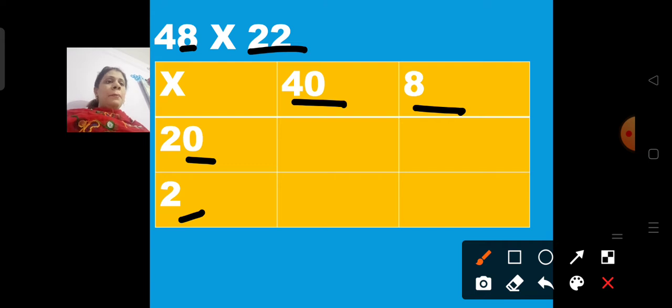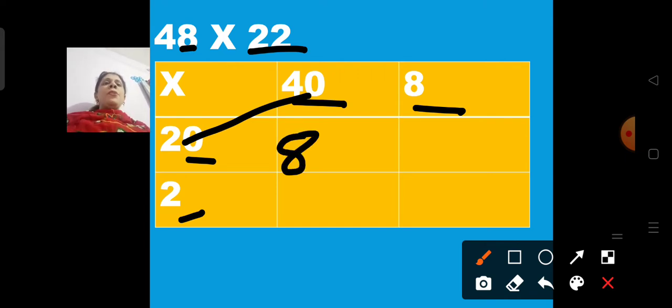Now I will start multiplying. So with what first I will multiply? I will multiply first with 40 into 20. So 4 2s are 8. Now how many zeros are there? In 40 there is how many 0? 1. And in 20 there is how many 0? 1. So 40 into 20 will be 800.